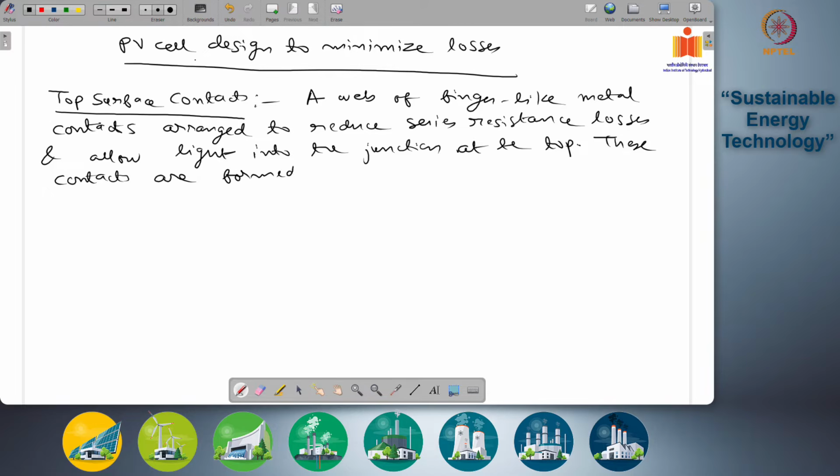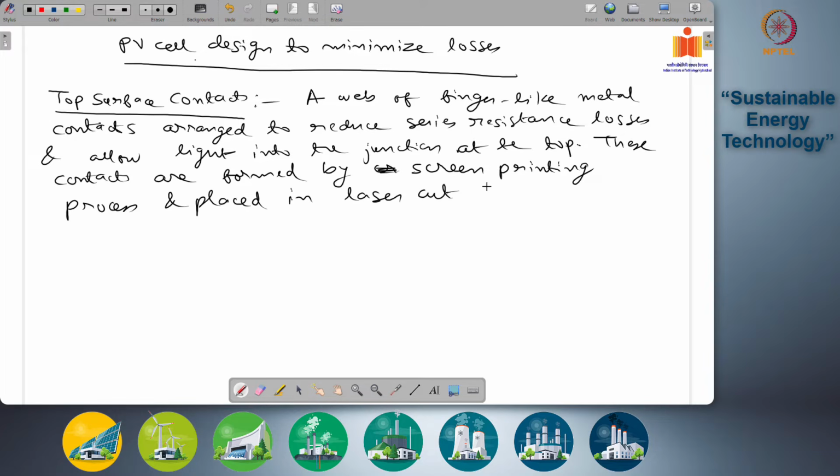These contacts are usually generated by what is called the screen printing process and are placed in laser cut grooves to ensure good electrical contact between the top surface and these finger-like metal contacts. Okay.